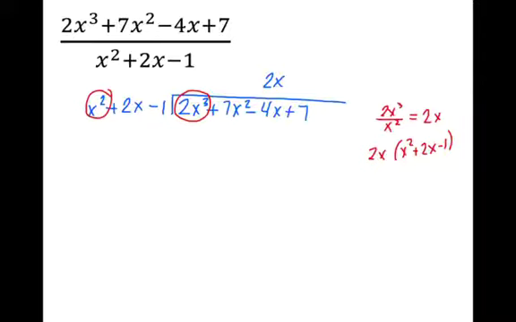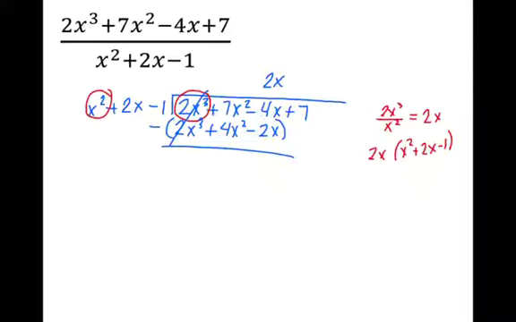That gives me 2x times x squared is 2x to the 3. 2x times 2x is 4x squared. 2x times negative 1 is negative 2x. And then subtract. When we're doing long division, we always want to have the first term of our subtraction cancel out. If it doesn't cancel out, then we've done something wrong.